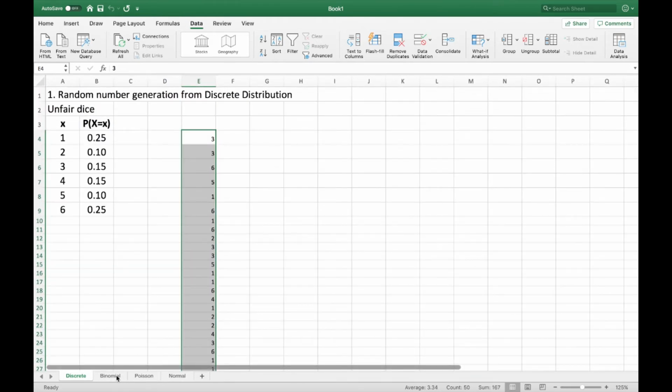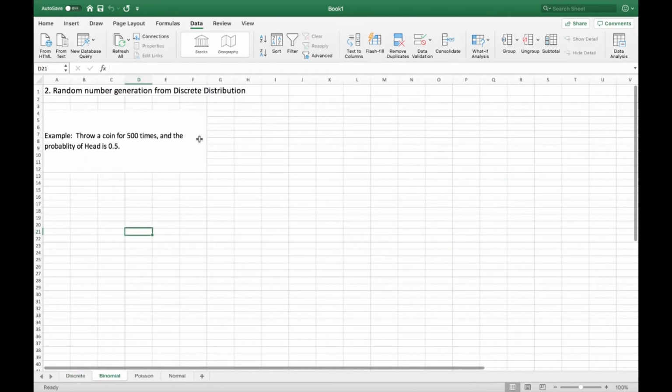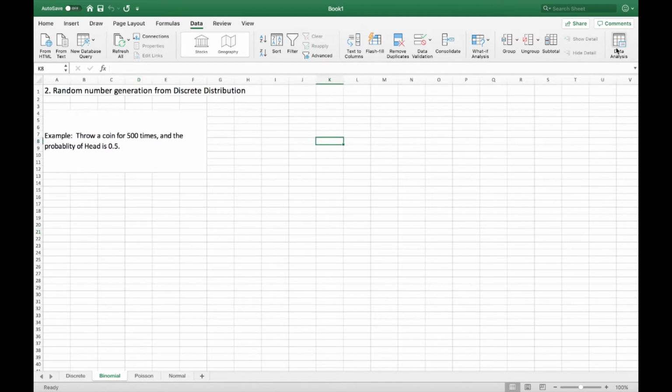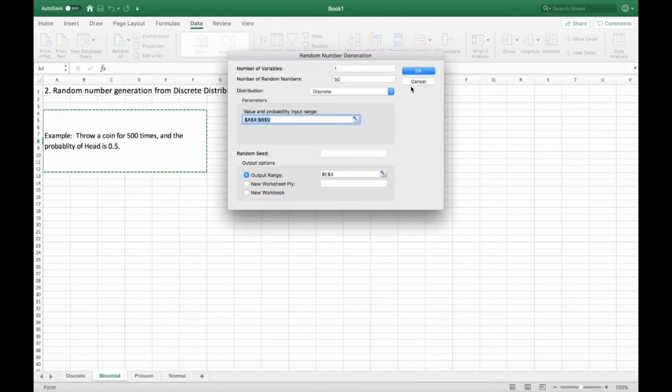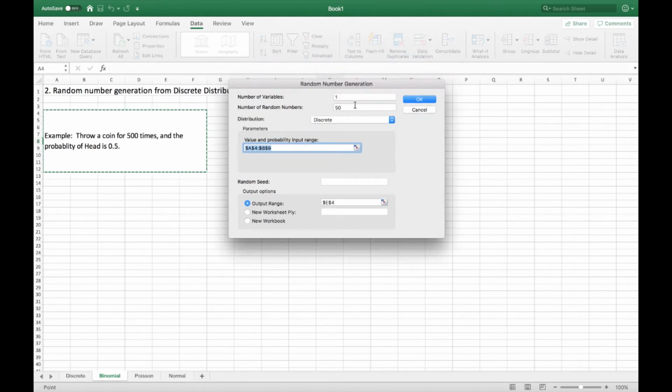Okay, let's move to another one, the binomial. I choose a very easy example: if you throw a coin 500 times, and the probability of a head each time is 0.5. So the steps are just the same as the discrete distribution. The number of variables is also one, and the number of random numbers, let's say 50 as well.